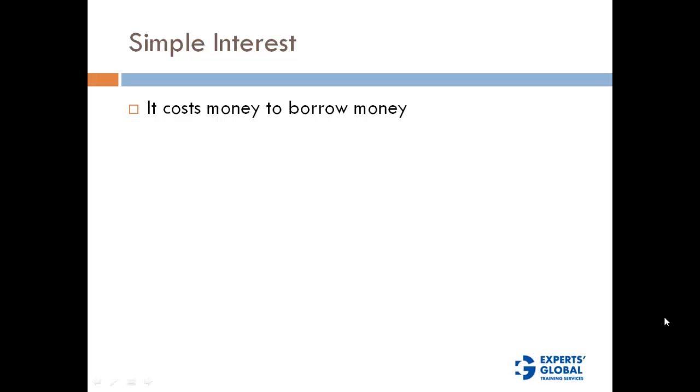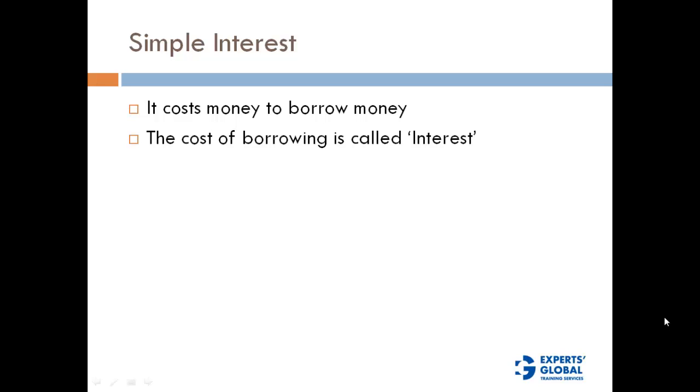So you must be knowing that it costs money to borrow money. So if you go to a bank and say lend me $100, the bank will give you a loan of $100, and when you pay it back after a year, you will have to pay more than $100. So you will have to pay, let's say, $105. So there is an additional amount that you are paying to the bank, and that is called interest. The cost of borrowing is called interest.